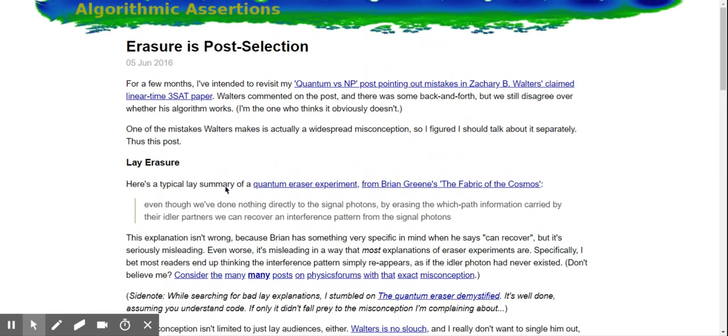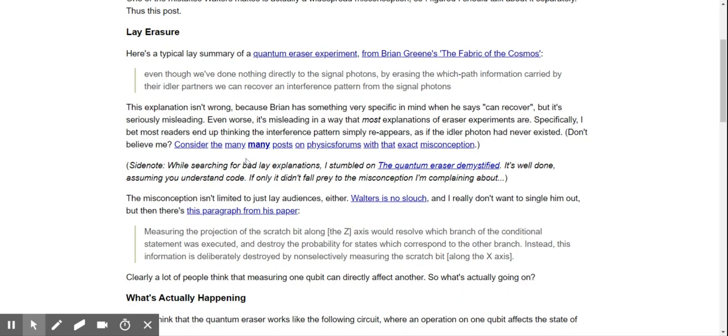This erasure is possible. For a few months, I've intended to revisit my quantum mistakes. It was committed in the past, and there was some back and forth, but we still disagree over whether his algorithm works. I'm the one who thinks it obviously doesn't. One of the mistakes Walters makes is actually a widespread misconception, so I figured I should talk about it separately. Thus this post: lay erasure.